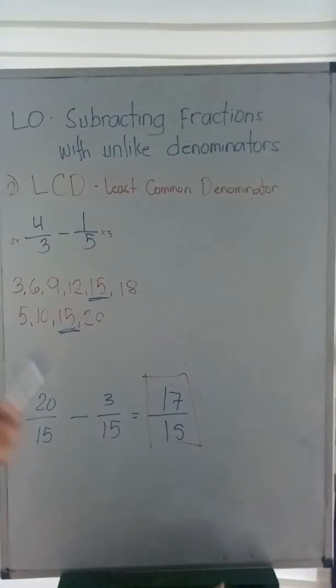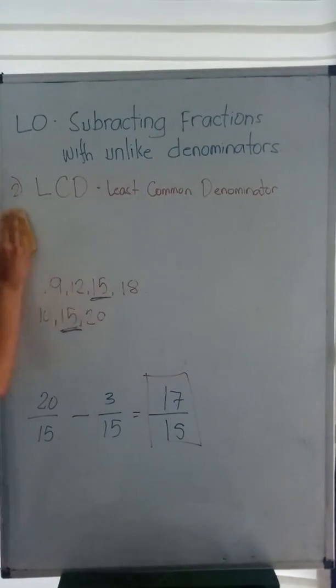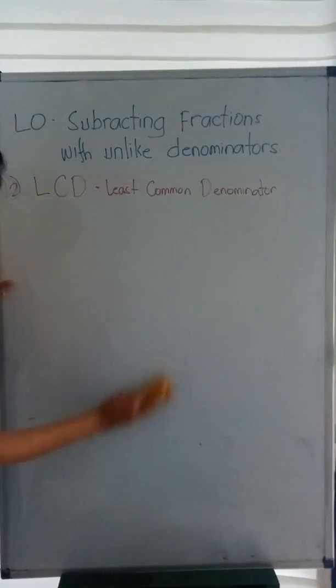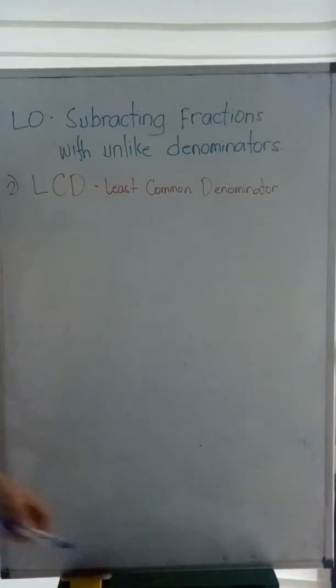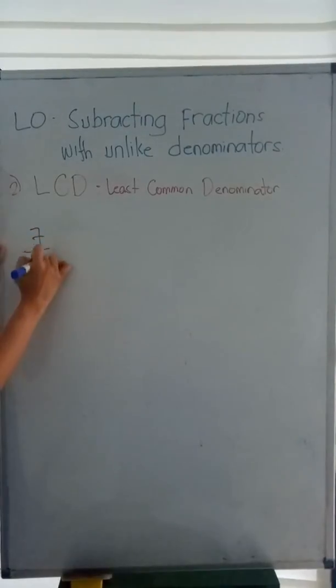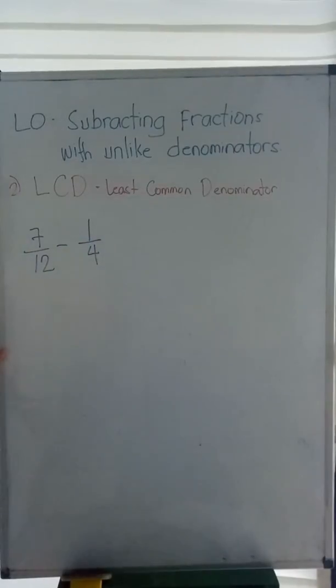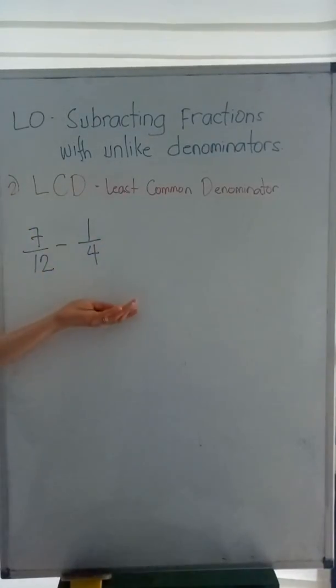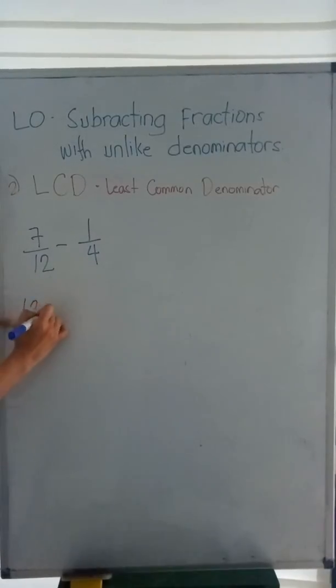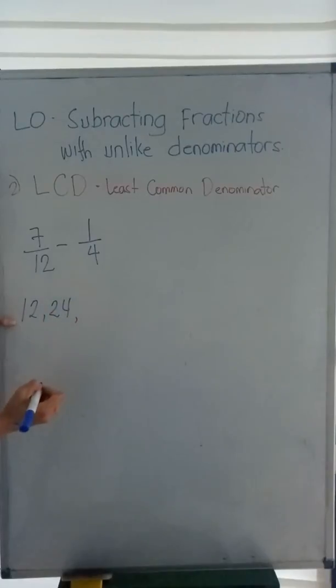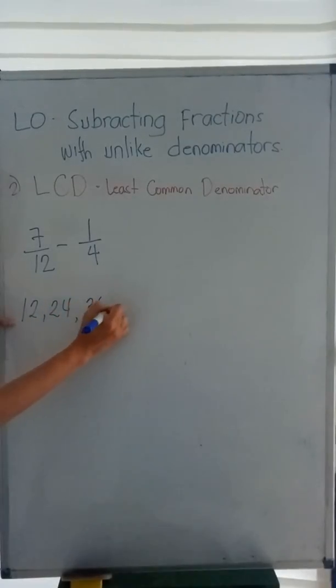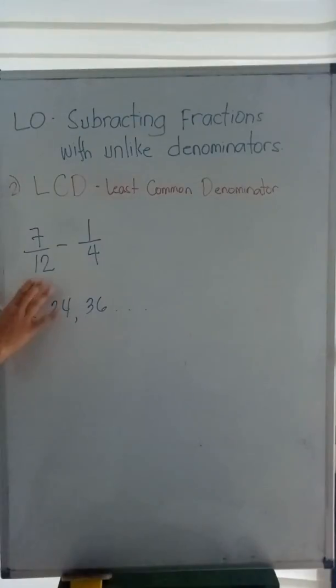Okay, last I will give you an example where you have to simplify using the LCD, or the least common denominator. I'll just write this. Example, we have the fraction 7/12, take away 1/4. Again, find the least common denominator. We use 12, 24, 36, and so on. You don't have to go too far because it's already big.